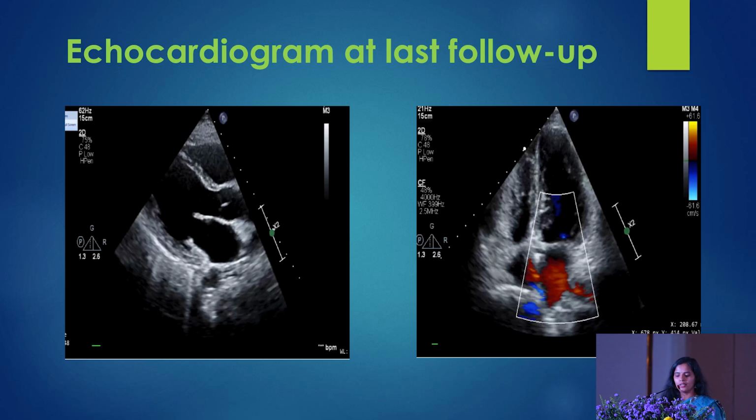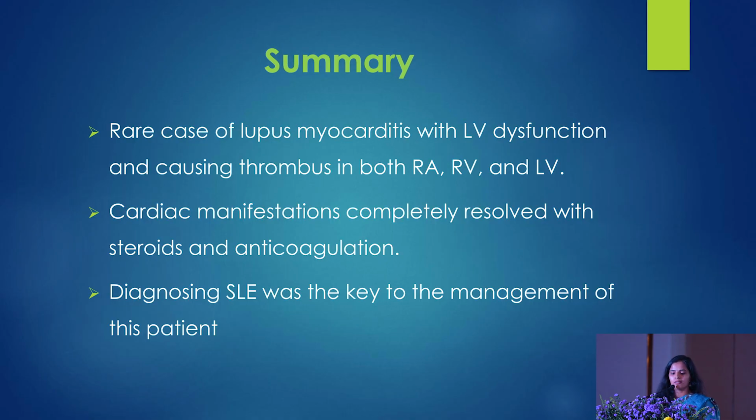Parasternal long axis view and 4-chamber view showing borderline LV, adequate LV systolic function and no clot. To summarize, it's a rare case of lupus myocarditis with LV dysfunction causing thrombus in RA, RV and LV. Cardiac manifestations completely resolved with steroids and anticoagulation. Diagnosing SLE was the key in the management of this patient.